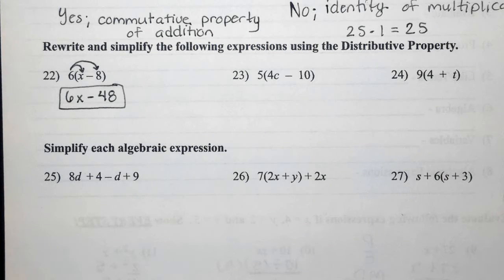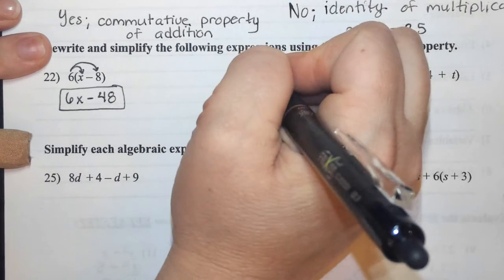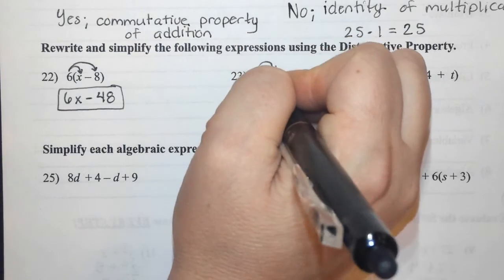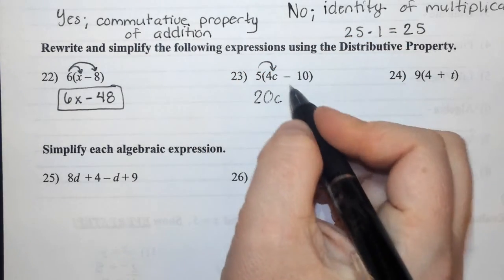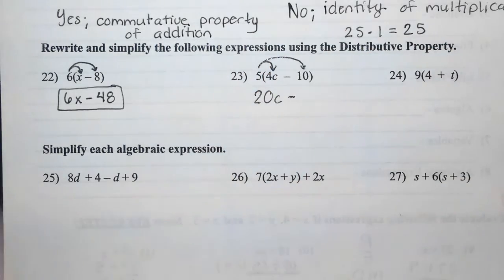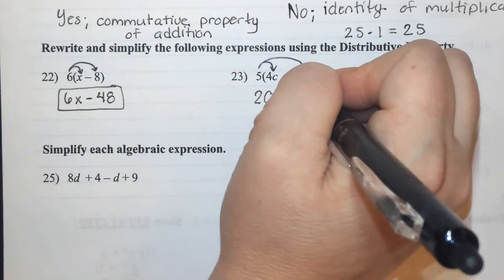All right, so I'm going to pause real quick, and I want you to do 23 and 24 if you haven't already. On number 23, we're going to pass out the 5. So I'm going to pass the 5 to the 4c. 5 times 4c, what is that going to give me here? Keegan? 20c. We're going to keep that minus sign there. All right, and then Carlos, when I do 5 times 10, what's that going to give me? 50.